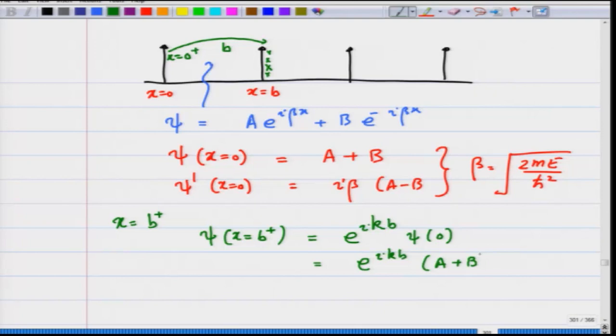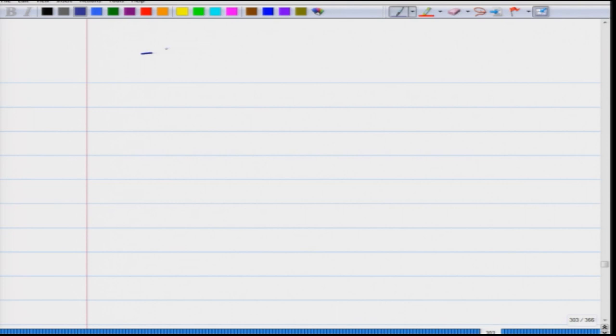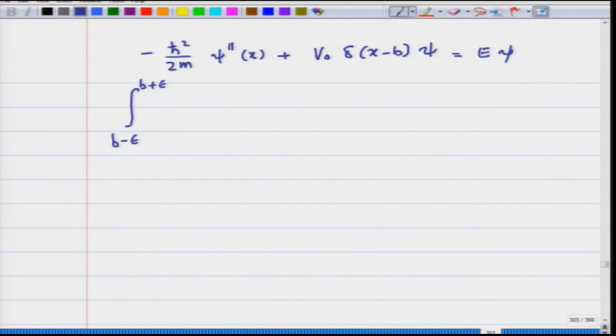Now psi prime here is slightly subtle because I have a delta function between b plus and b minus. The potential at point b is V0 delta(x minus b), and this gives a slight subtlety: the derivative of the wave function is not continuous. Let us check that. I have minus h cross squared over 2m psi double prime plus V0 delta(x minus b) psi equals E psi. Let us integrate this equation from b minus epsilon to b plus epsilon, where epsilon tends to 0.